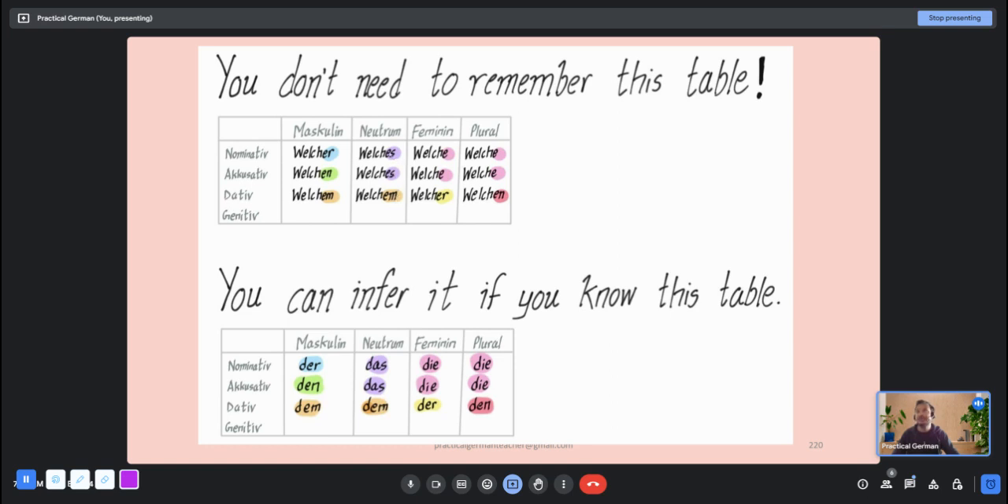So you don't need to remember this table if you know this one. Feminine, die, der. Look at the ending: you have e, and you have r. Is it not the same? E and r. It's the same. Plural, die, den. Look at the ending: en. So you don't have to remember this table.